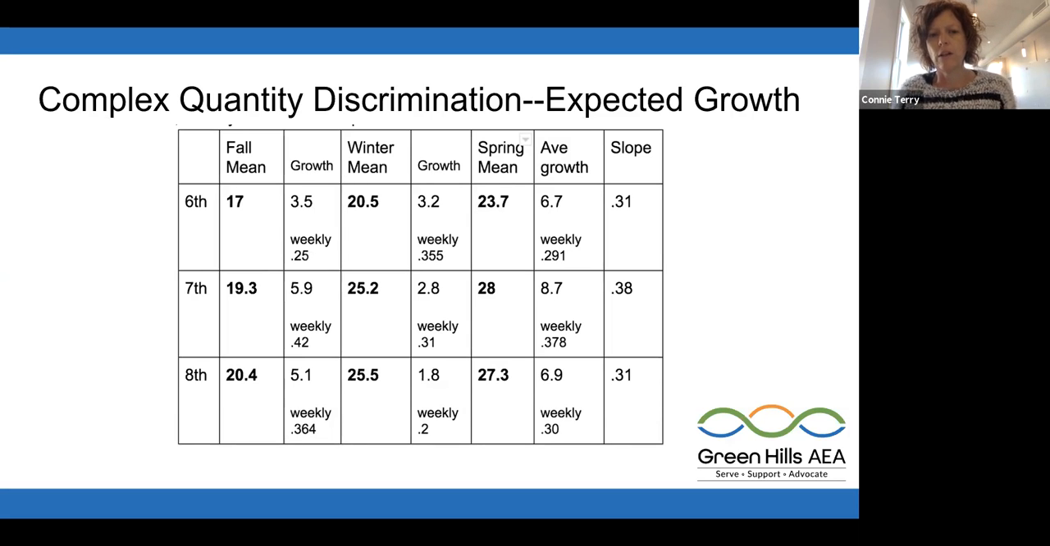But you can see, I'll just look across 6th grade. The fall average, or mean, is 17. It grows to 20.5, and then it grows to 23.7 across the year. When you then look across that whole year, the slope or the growth per week is roughly 0.31. So it's about 1 point in 3 weeks. And you can see across 6th, 7th, and 8th grade that it's about the same. Each grade starts a little higher.